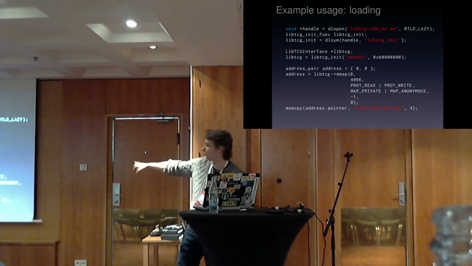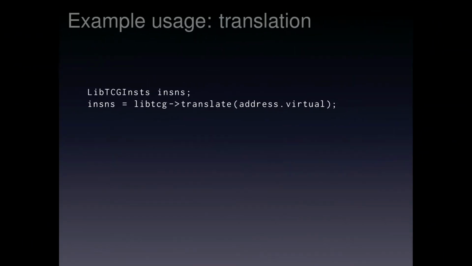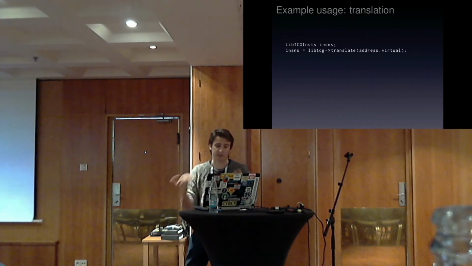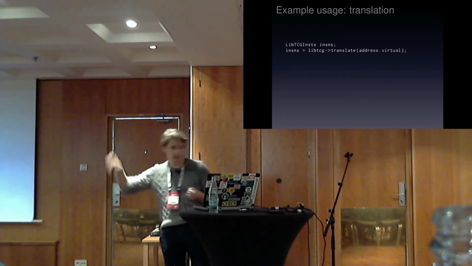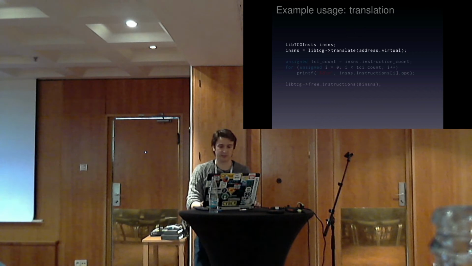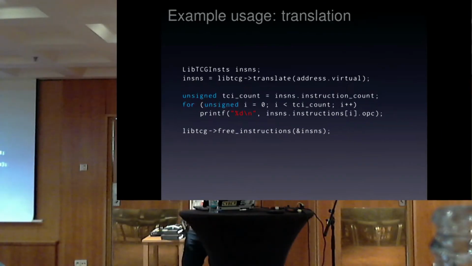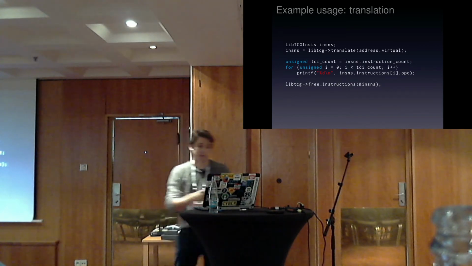So we use address.pointer. Then we want to translate what's there, so these 4 bytes, right? So we use libtcg translate, and we pass the other pointer, the one from the point of view of the guest, and we're done. In the instance, we have the list of our instructions. There's a field called instruction count, which will tell you how many tiny code instructions have been generated, and you can just loop over it.